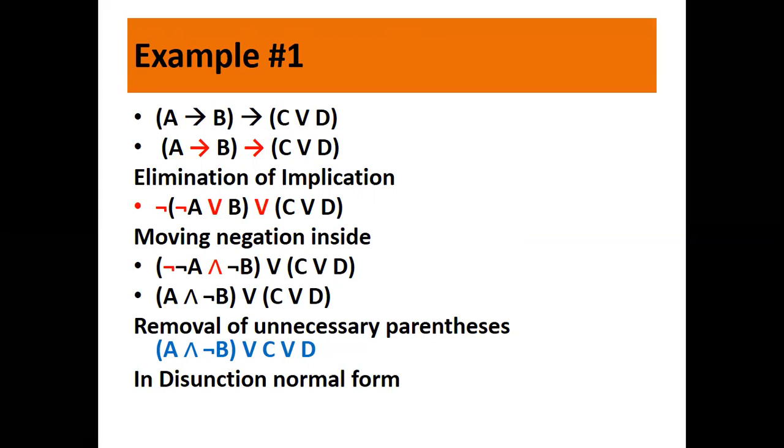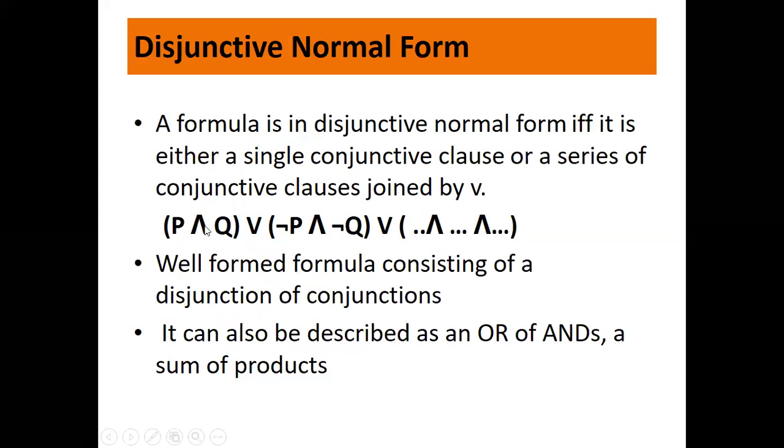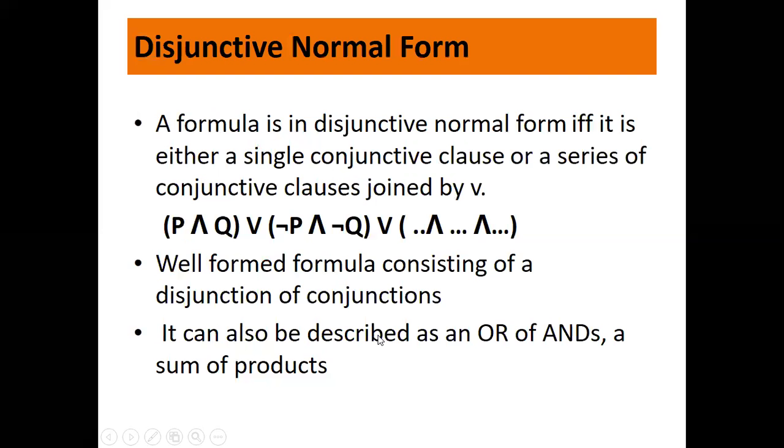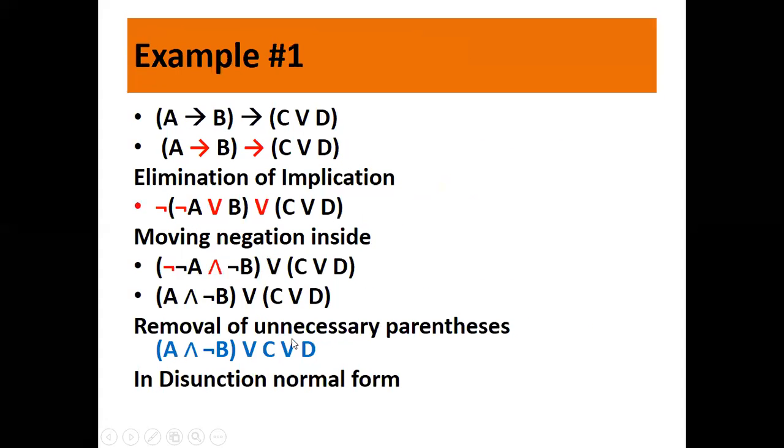It is similar to what you have seen here: all these clauses are connected using or operator. The same thing here, all these clauses are connected using and operator. And here again we talked about a single conjunctive clause or a series of conjunctive clauses. So these are the single conjunctives and these are the series of conjunctive clauses. Is it clear? Let us look at one more example.